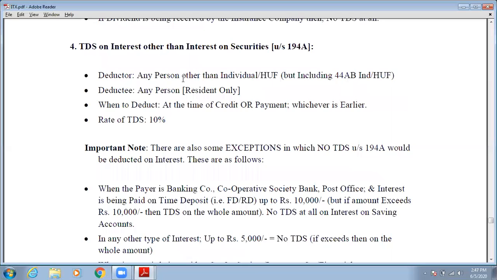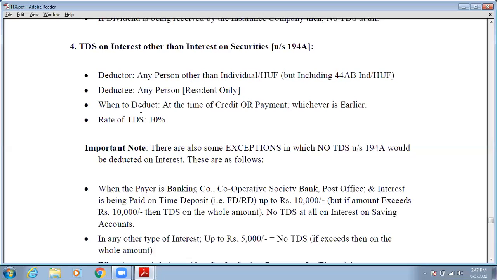So who will be the person? If the deductor of the tax is other than an individual or HUF, then in that case only you can cover it under this section or under this rule. Who will be the deductee? Any person, resident only. So the person should be resident only. This section will not be applicable on non-residents.